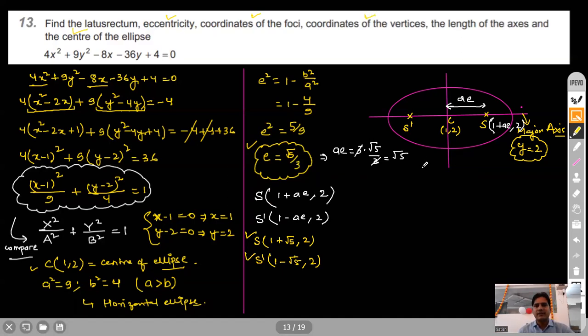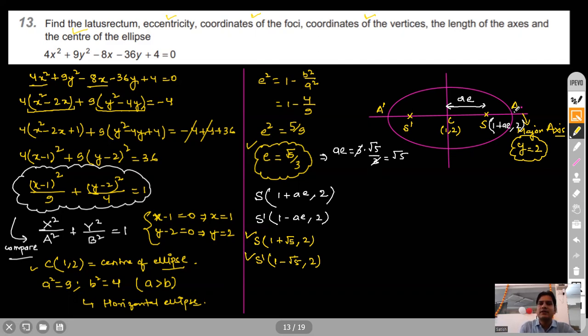Coordinates of vertices, right? Basically, this A and A dash are called the vertices. The points where the ellipse intersects the major axis are called vertices. For our standard case, the coordinates of A used to be (a, 0), and A dash used to be (-a, 0).